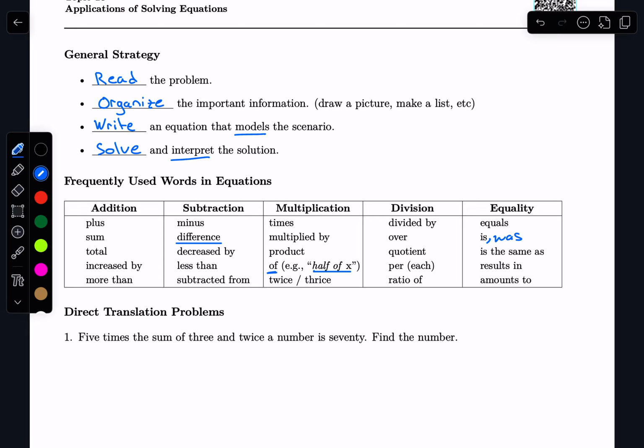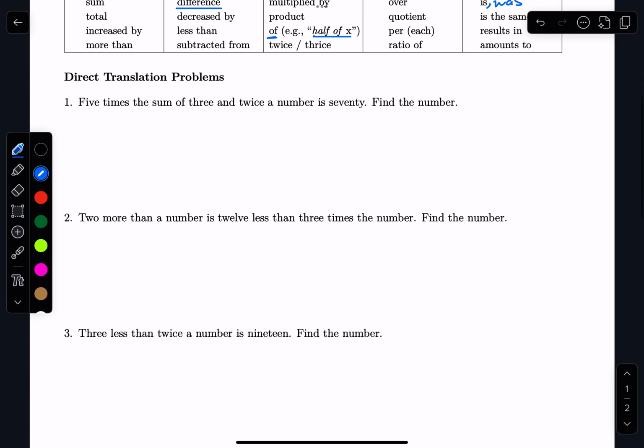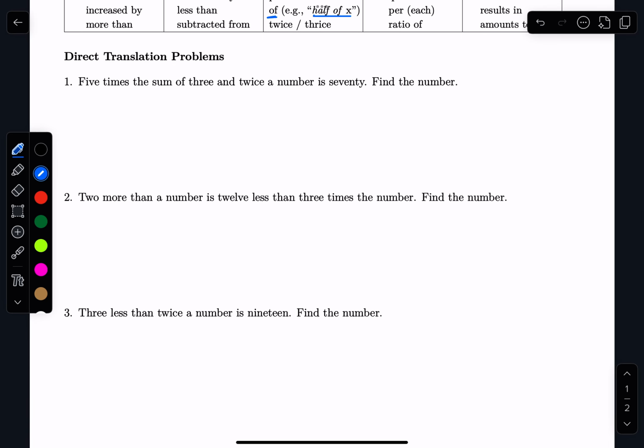And I mean, there's quite a bit of other things that could mean equality, quite honestly. But the most common thing we're going to see is the word is. Okay, that word is going to mean equals in quite a few spots for us. So, all right, now we're going to translate. Everything you see here, numbers 1, 2, and 3, are going to directly translate to an equation.